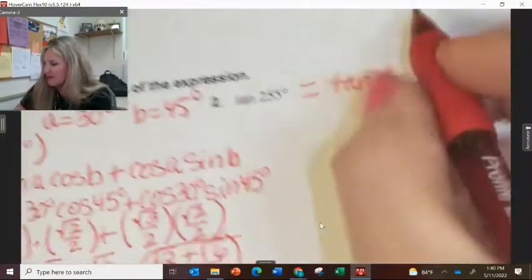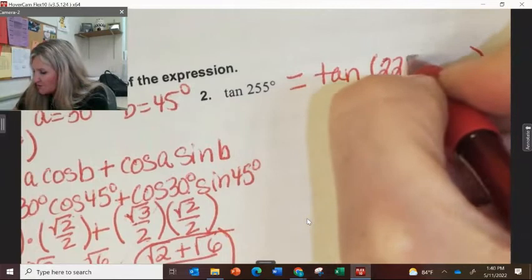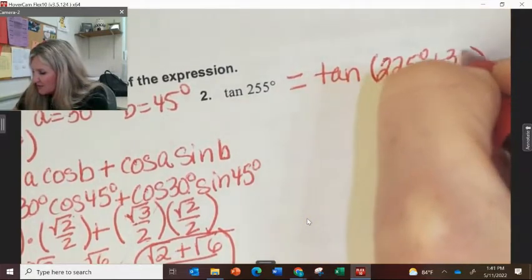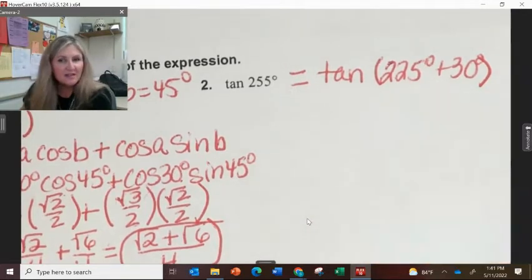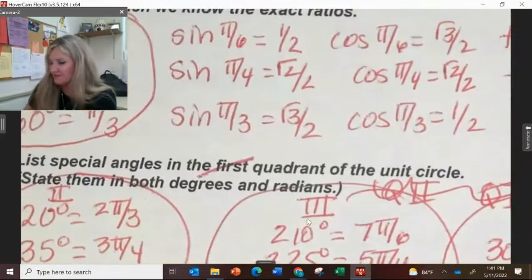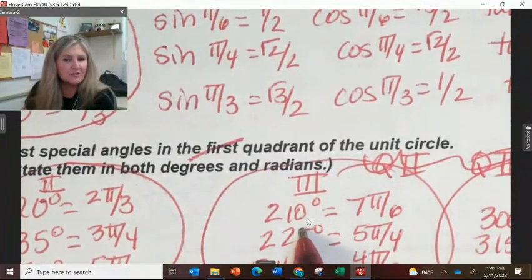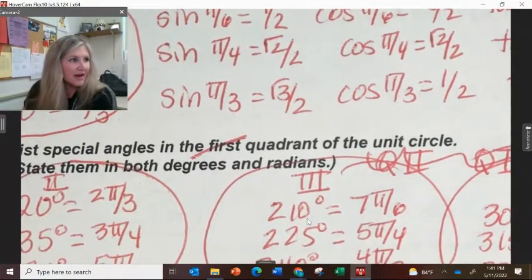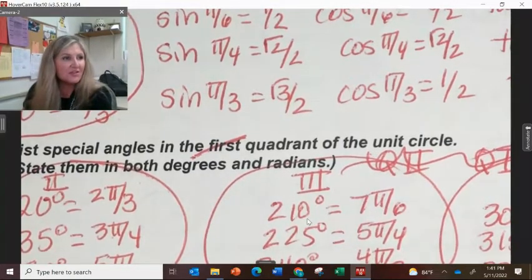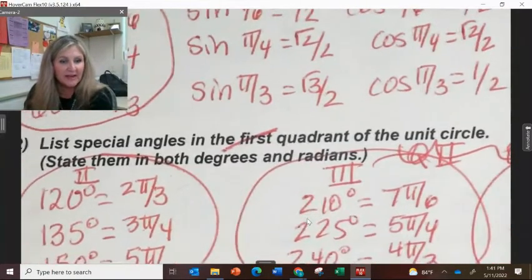225 plus 30. Let's see if that works. 225 plus 30 gives us 255, doesn't it? Is that our only option? I was thinking of 210 plus what? That would work too, right? So it's not that there's only going to be one possibility here.